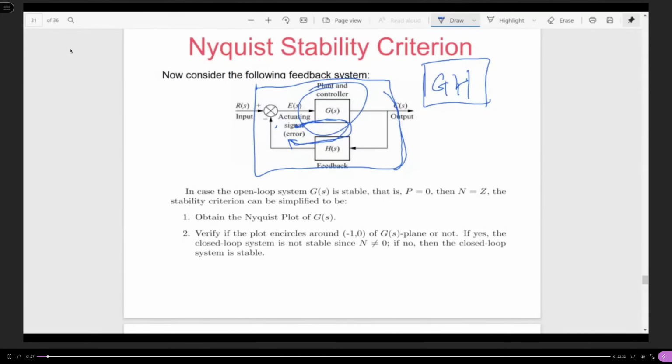You still get the poles of this transfer function, counting how many poles are in the right half plane, and then you need to draw the Nyquist plot of GH, not G, right? So it's not a big deal. But like what I said, normally we can use the scaling method approach to make H of S such that the feedback system is a unity feedback.